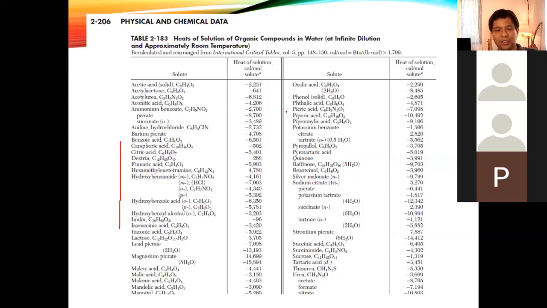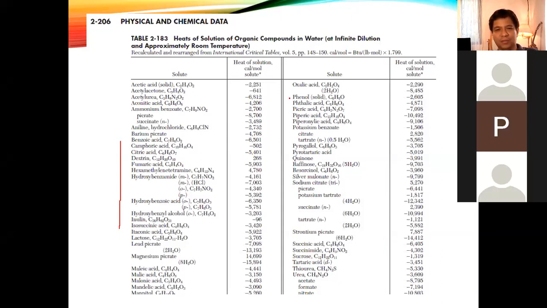Ang hydroxy, di ba, OH, tapos ang benzene, of course, yung ring, so phenol yun. So, pag phenol, ito yon, negative 2605.